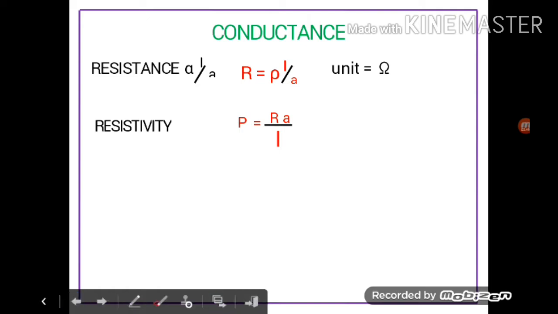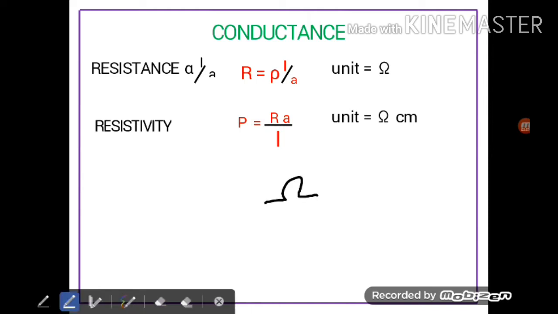Next, after resistivity, the unit of resistivity is ohm centimeter. Why am I saying ohm centimeter? Because R means ohm, the area of cross section means centimeter square, divided by length which is centimeter. So from centimeter square, one centimeter is cancelled, and the only remaining thing is centimeter. So the unit of resistivity is ohm centimeter.